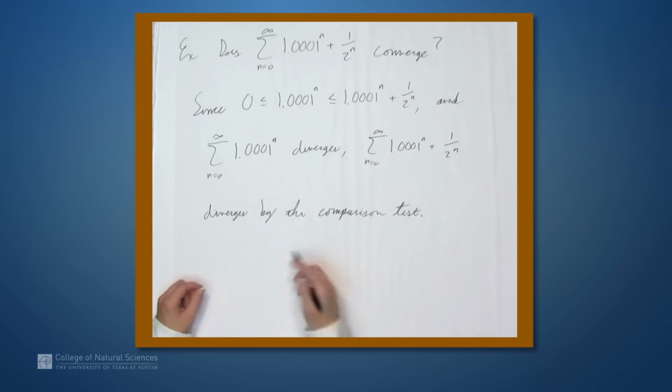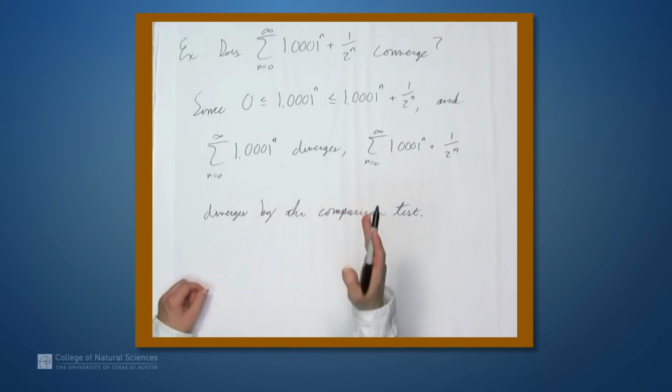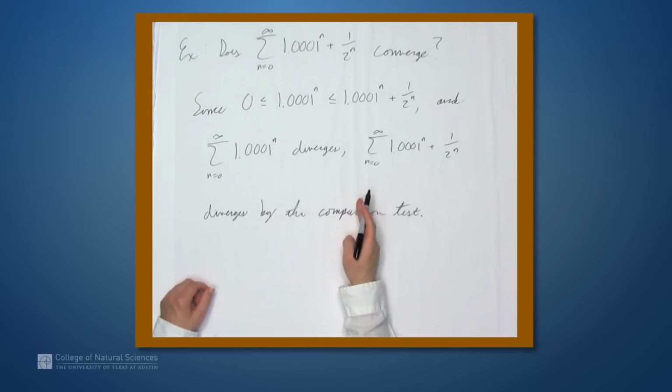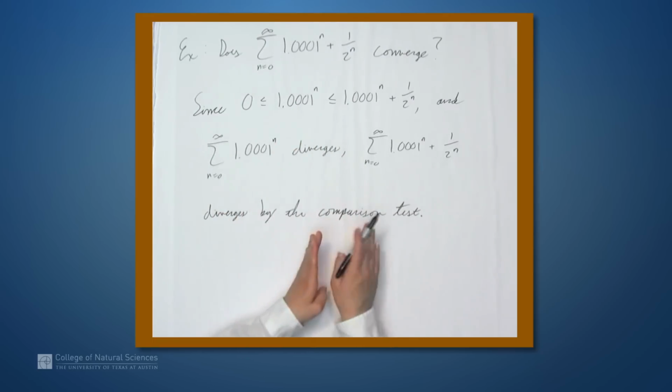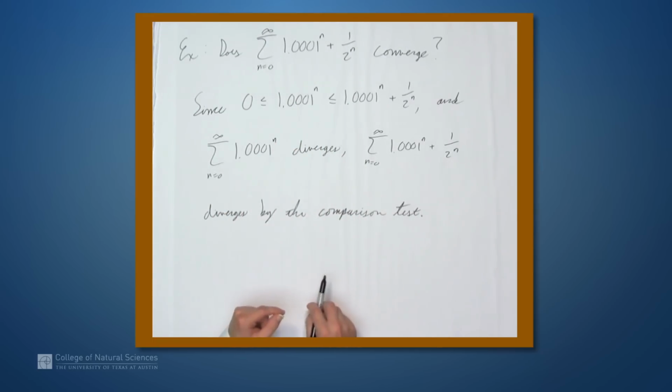So those are two relatively straightforward applications of the comparison test. The first one, remember, we're bounding something above by a convergent series to show that it converges. Here we're bounding something below by a divergent series to show that it must diverge. I'll leave you with one question.